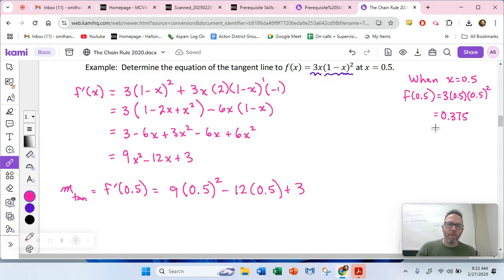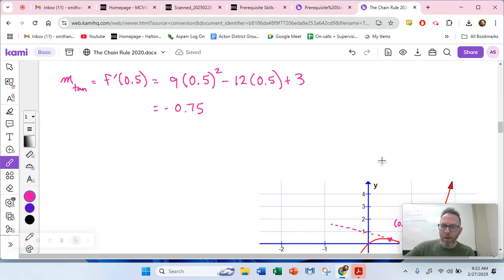I do this question once a year. Okay, I'm just going to use my calculator to do all that at once. So that would be 2.25, which is 9 times 0.5 squared, minus 6 plus 3, negative 0.75. That seems to fit pretty good. Negative 0.75. Oh yeah, it looks bang on. Do you get that too? Yeah, perfect. All right, and then it's y equals mx plus b time.